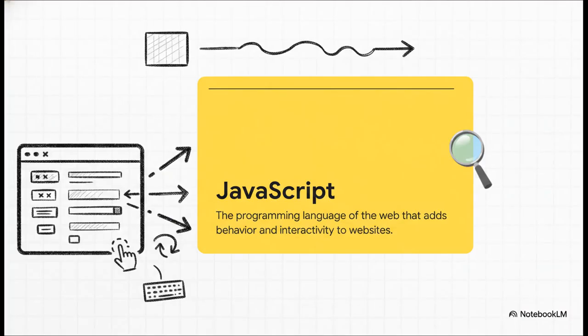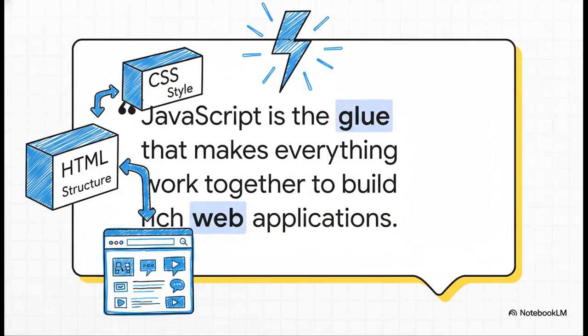So what is it? Simply put, JavaScript is the programming language of the web. Its whole job is to add behavior and interactivity. It's the code that makes things happen when you click, type, or swipe. It takes a boring, static page and makes it, well, do stuff. And I absolutely love this analogy of it being glue. It's just perfect. JavaScript is what takes all the pieces, the structure, the style, and sticks them together to make something that actually works. It's the magic ingredient that lets us build all those awesome apps we can't live without.